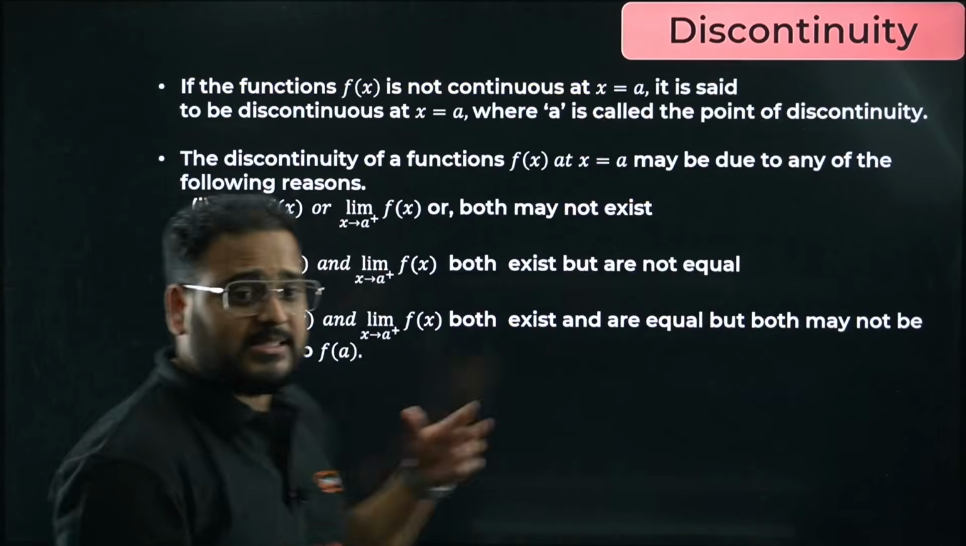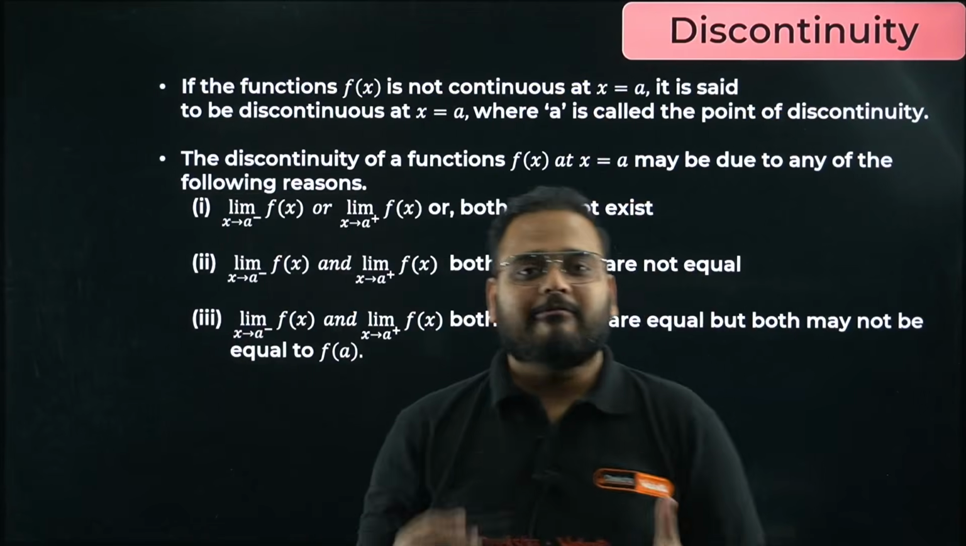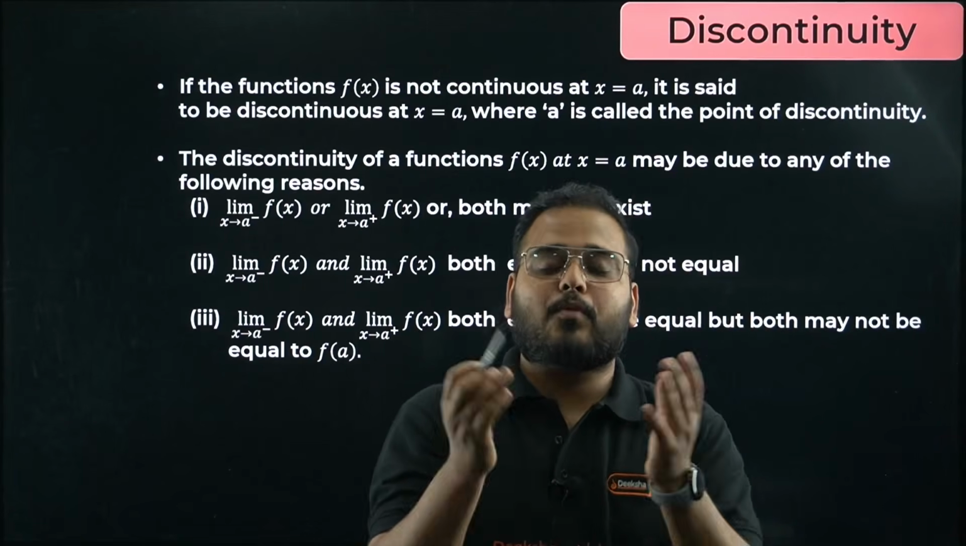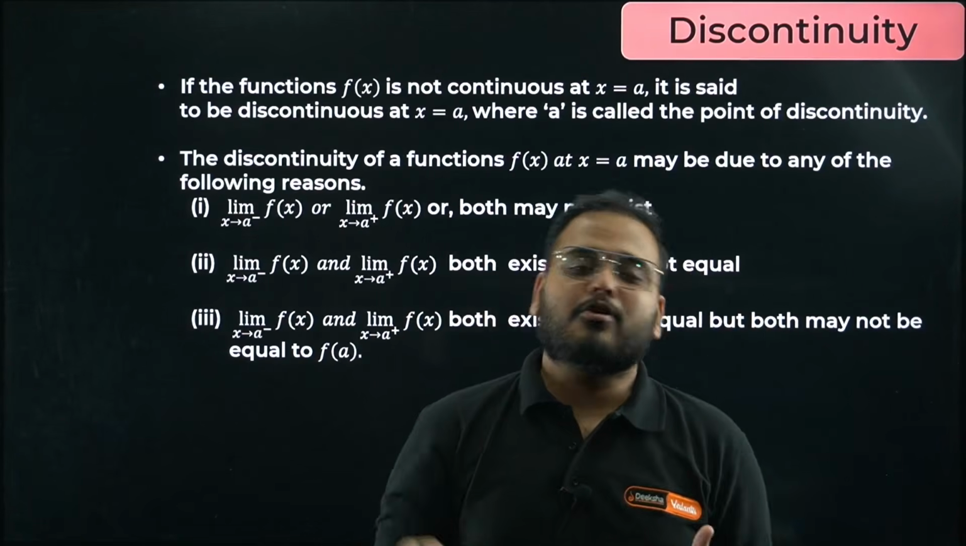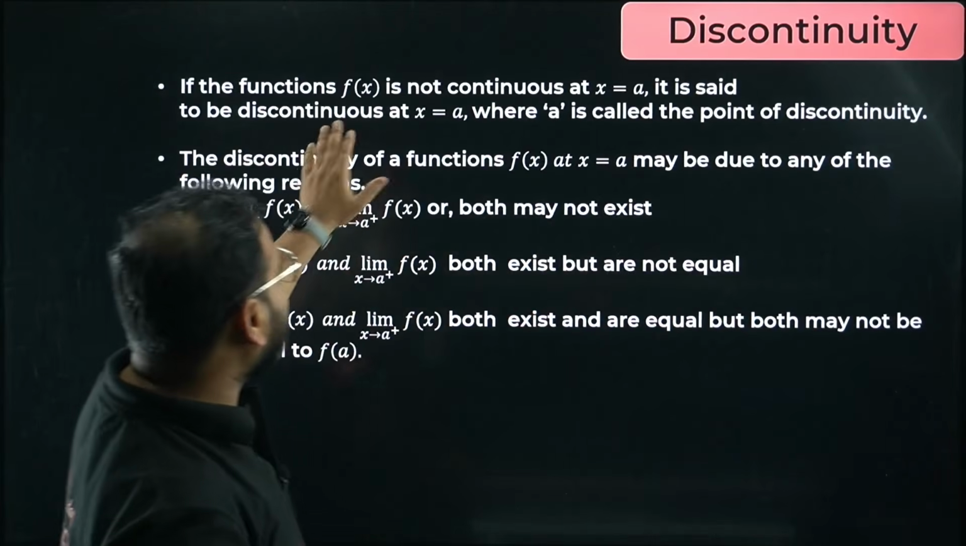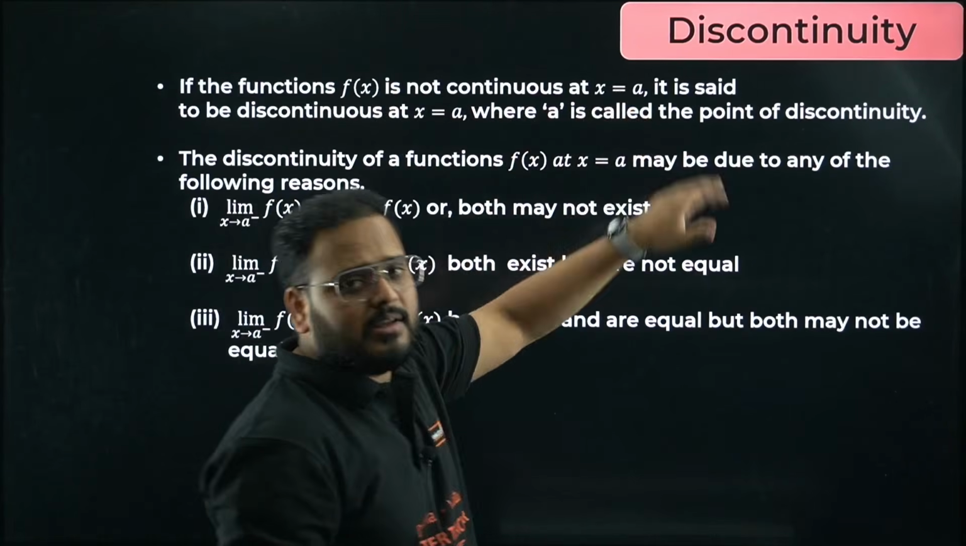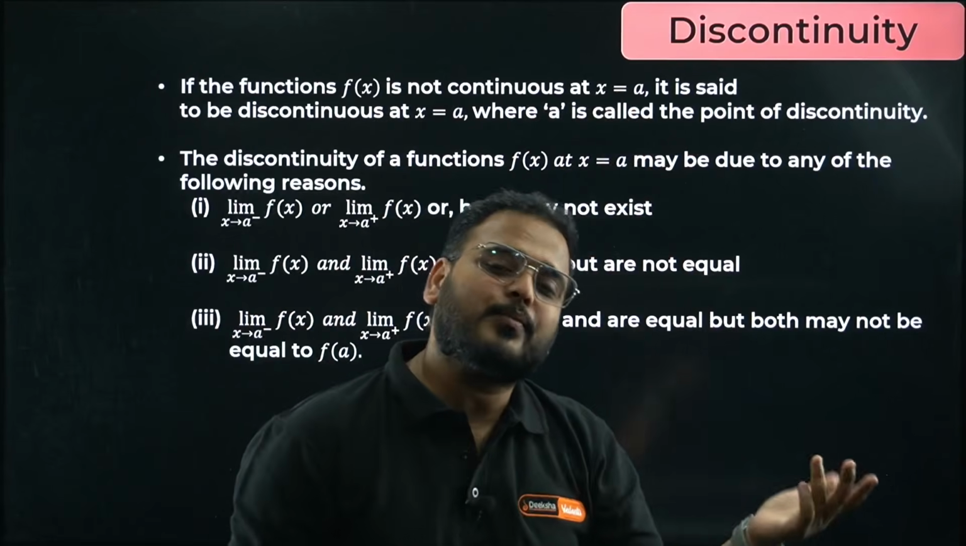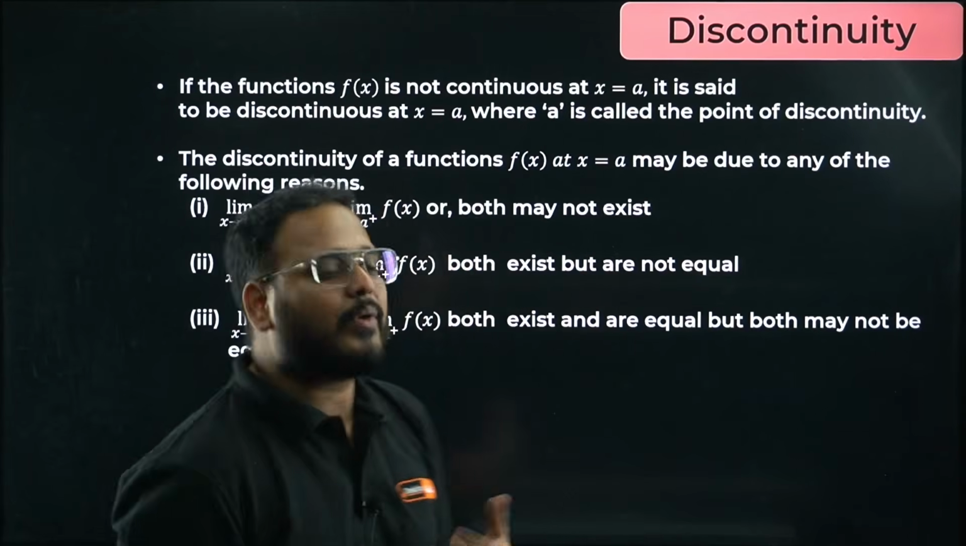Moving on. Yes, the session will be a little fast tracked. We'll do the important topics and points quickly and then move on to solve the questions. So let's check the discontinuity. If the function f(x) is not continuous at x equals a, then we simply call this function discontinuous at that particular point.